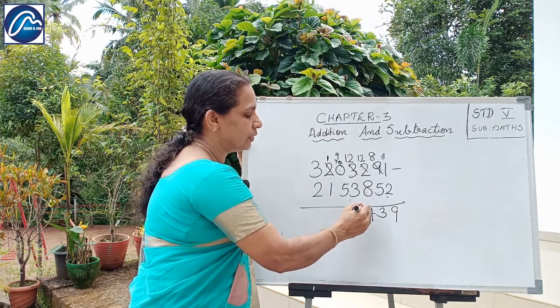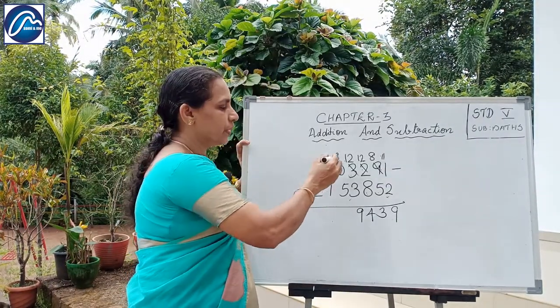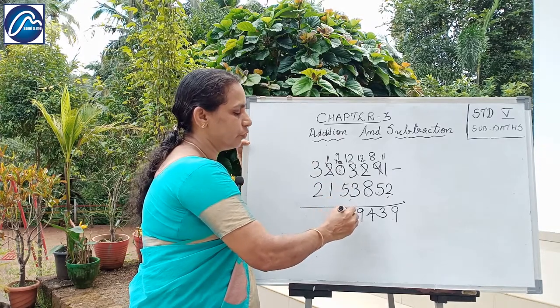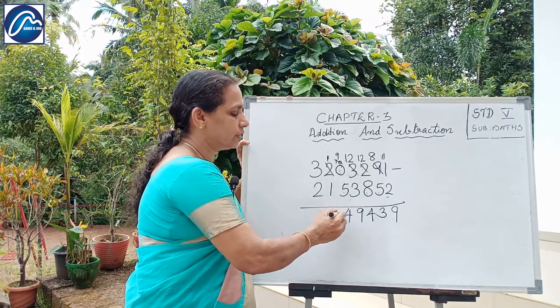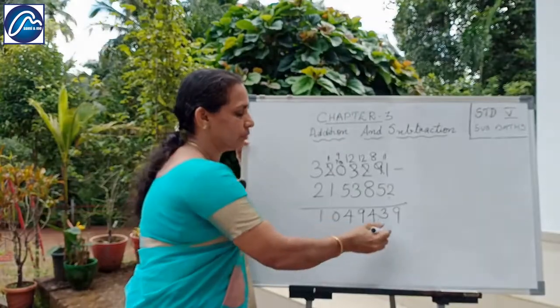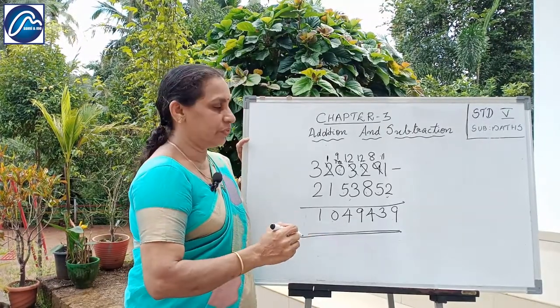12 minus 3, 9. Okay. And 9 minus 5, 4. 1 minus 1, 0. 3 minus 2, 1. So this is the difference.